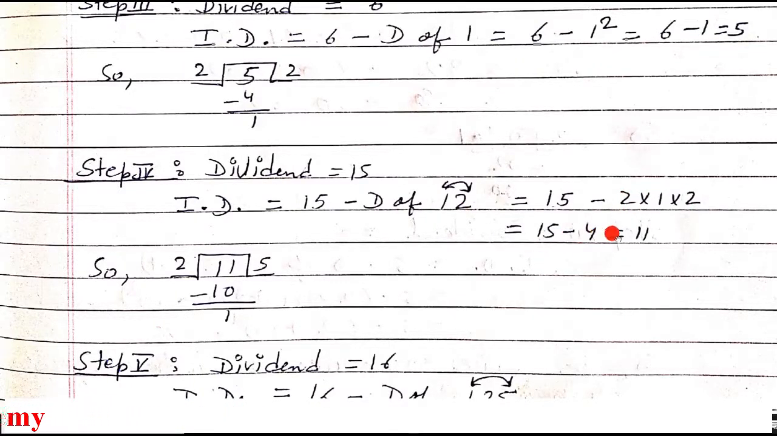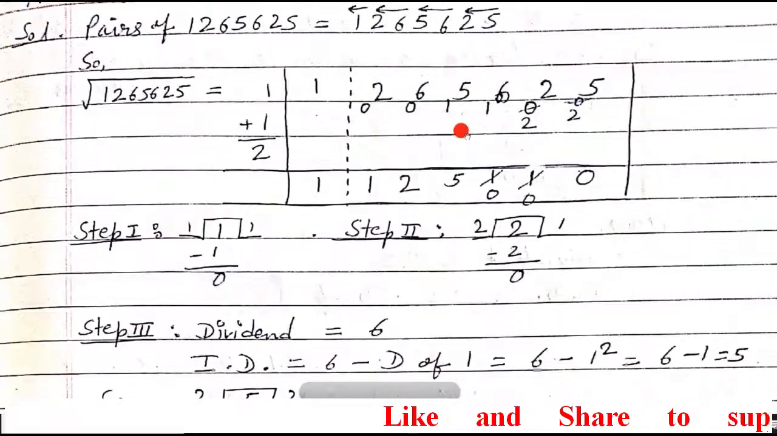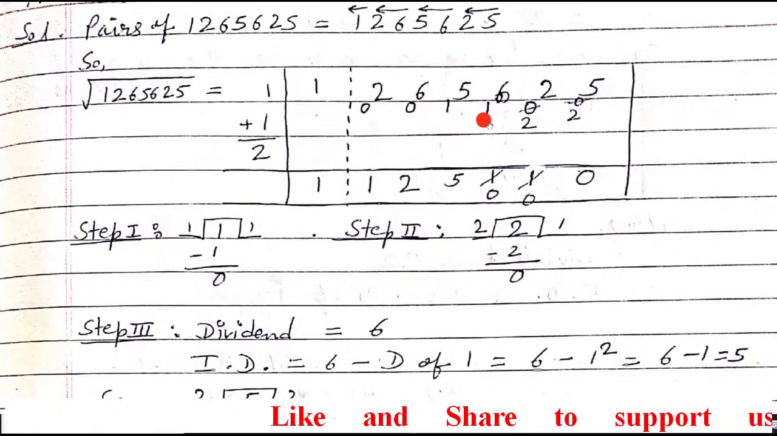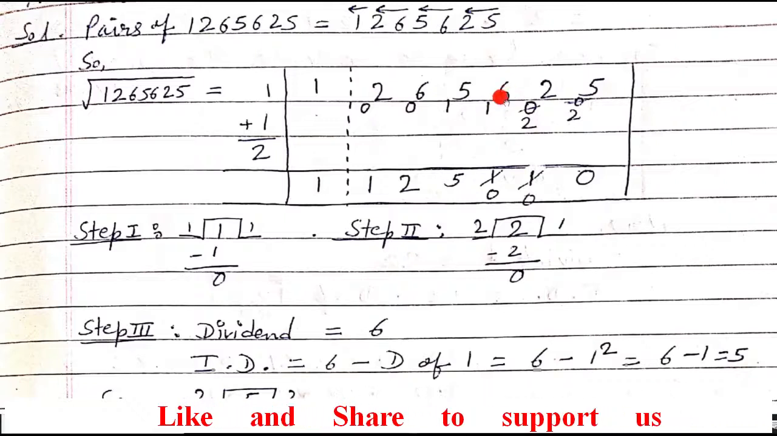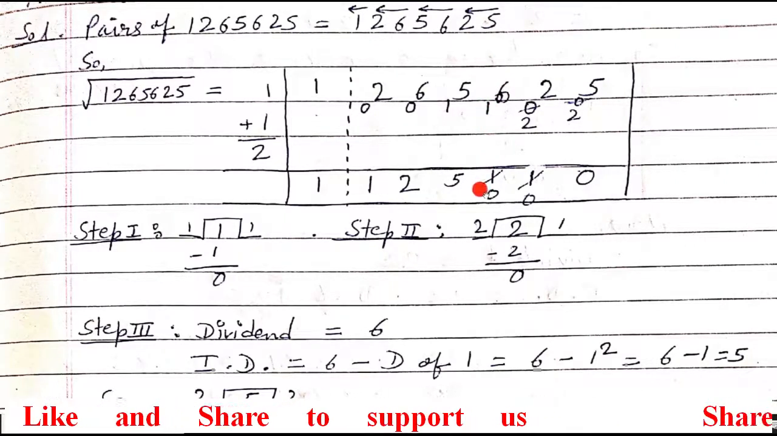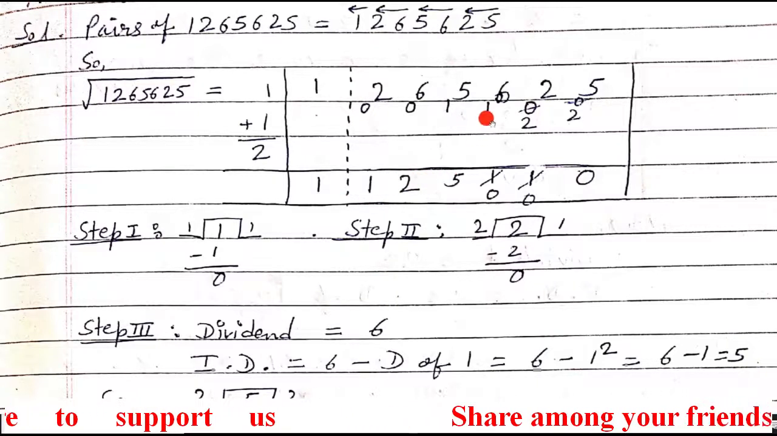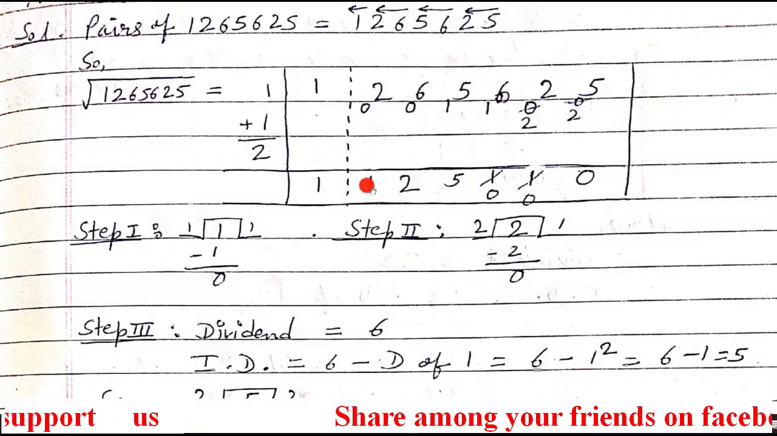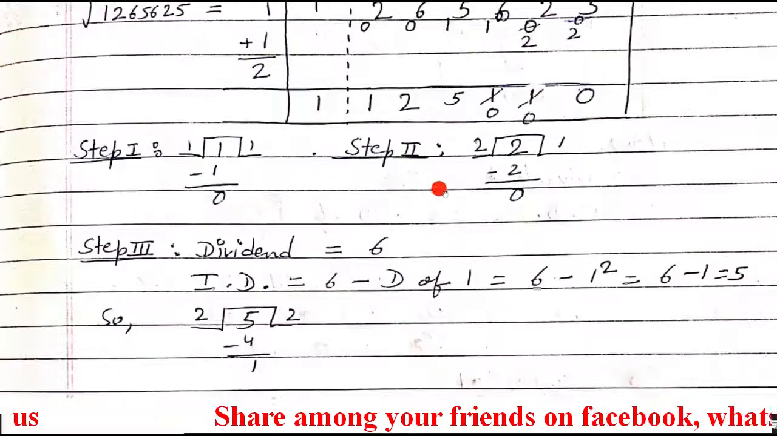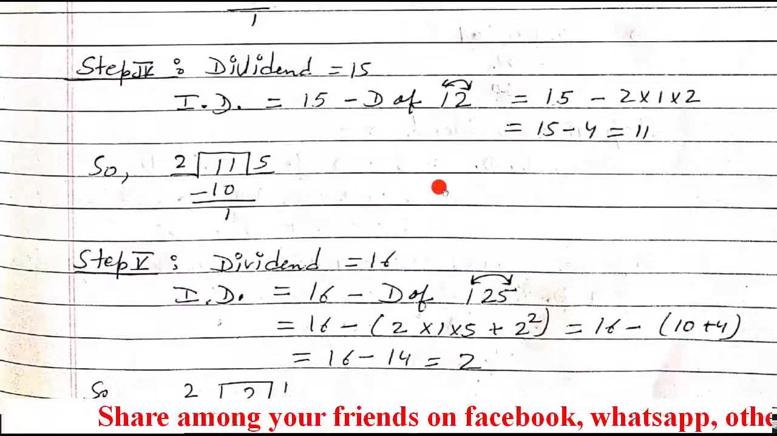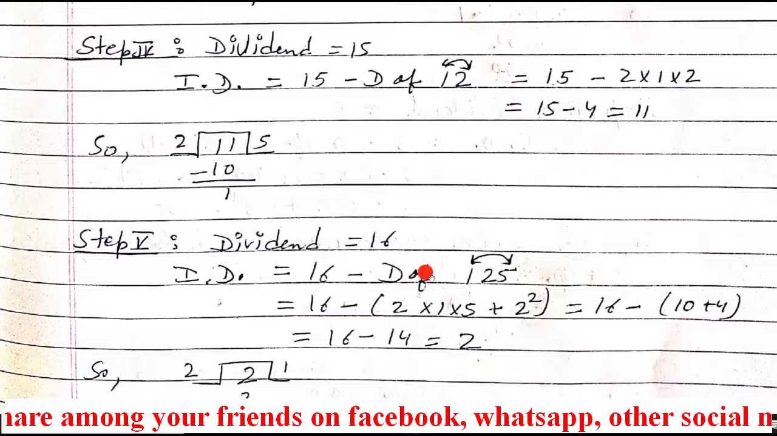So 15 minus 4 is 11. This 11 we have to divide by 2. So 2 fives are 10, and the remainder is 1. So we write this 5 here as the quotient, and the remainder is 1. So 16 is our dividend. Before this column and after the dotted line we have 1 2 5. So 16 minus dvandva of 1 2 5.